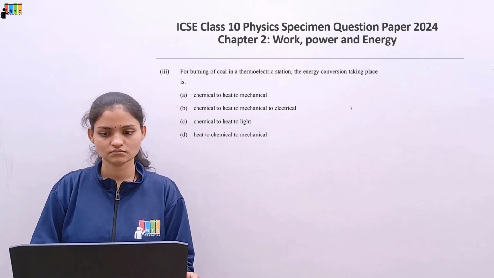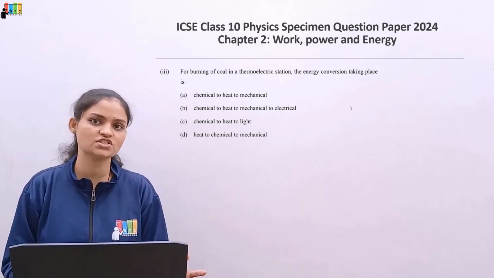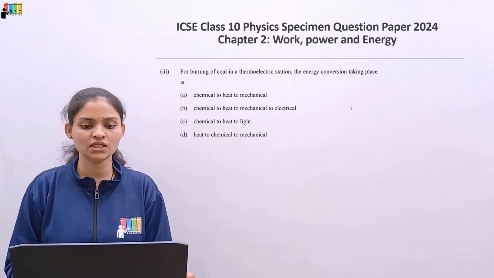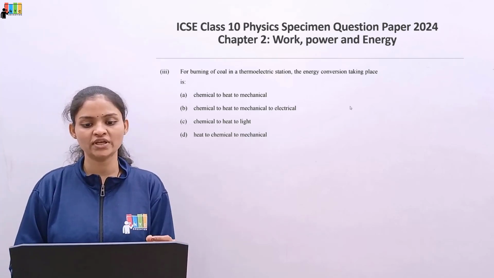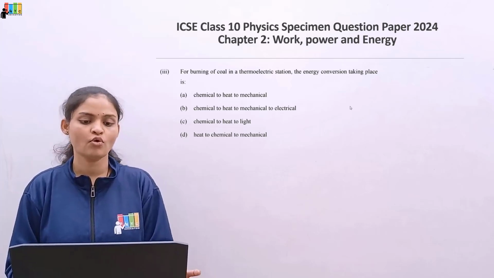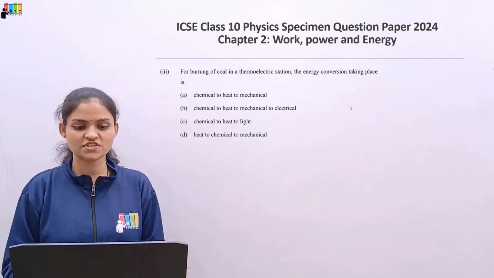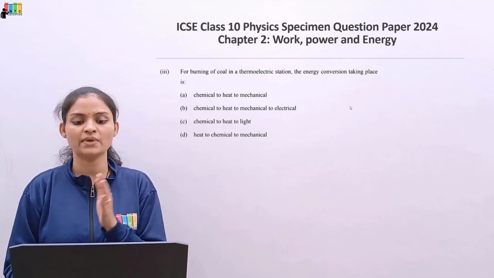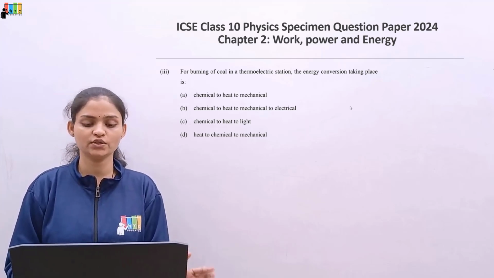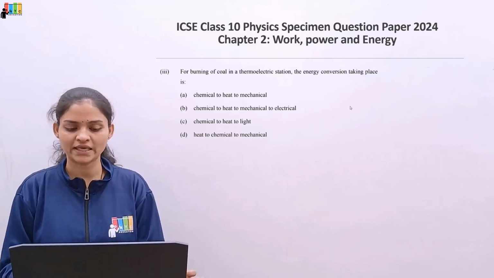Next question. It is from the same specimen question paper 2024. The question is, for burning of coal in a thermoelectric station, the energy conversion taking place is: option A, chemical to heat to mechanical; option B, chemical to heat to mechanical to electrical; option C, chemical to heat to light; and option D, heat to chemical to mechanical.